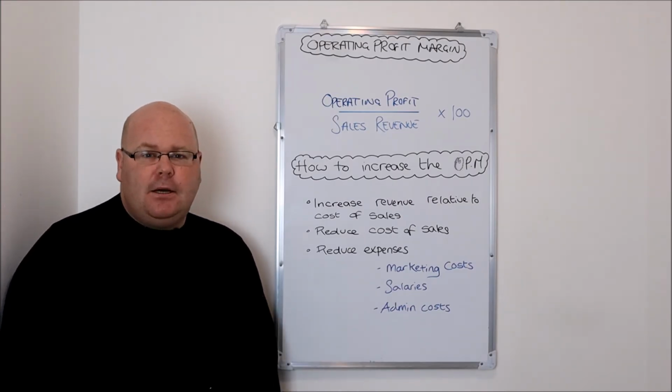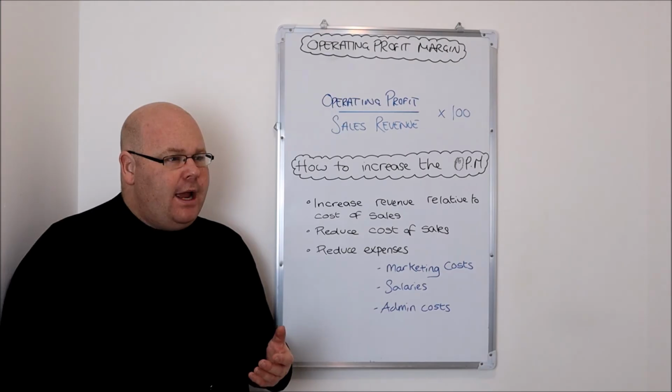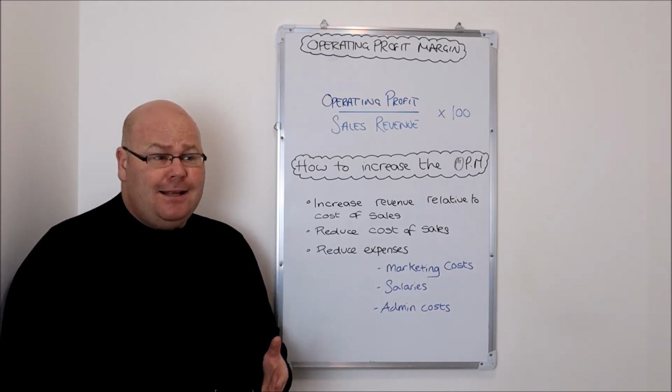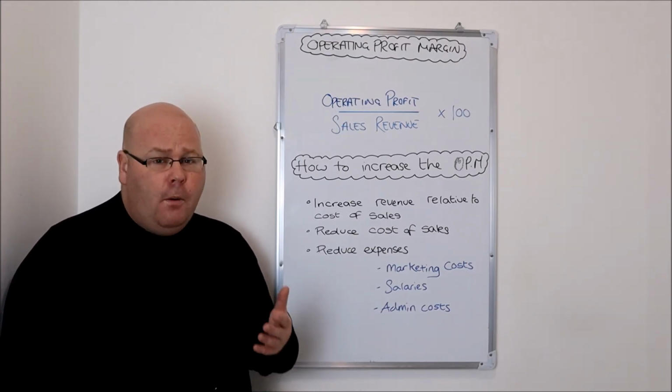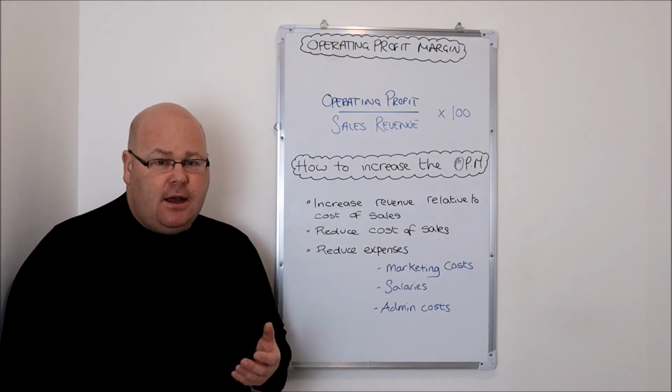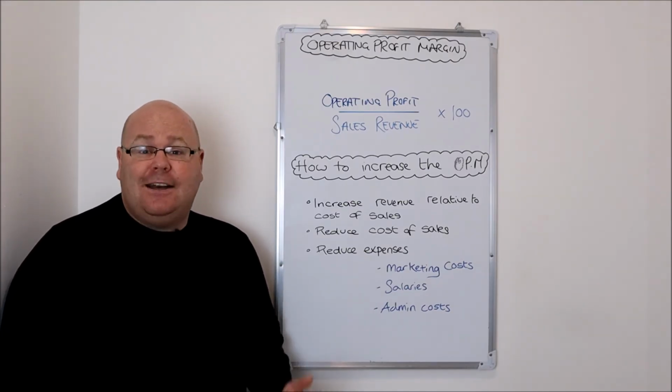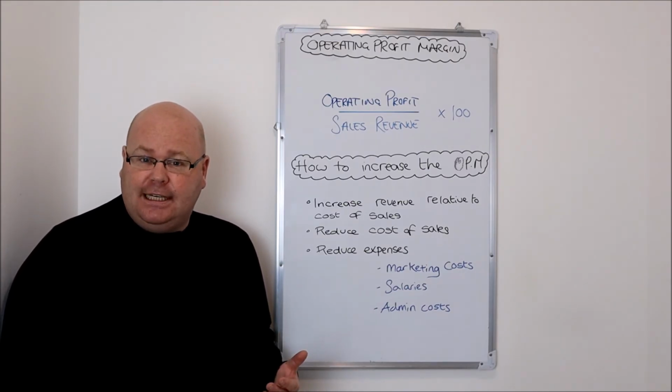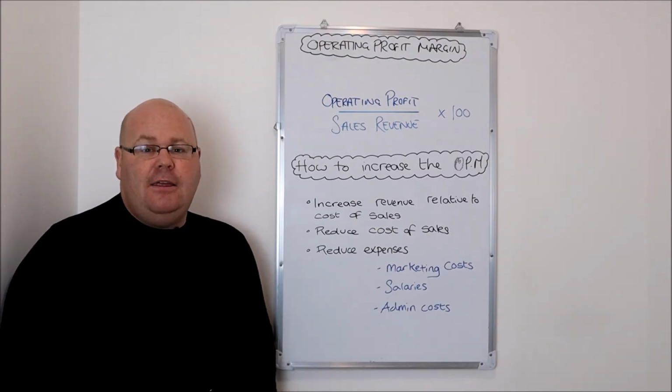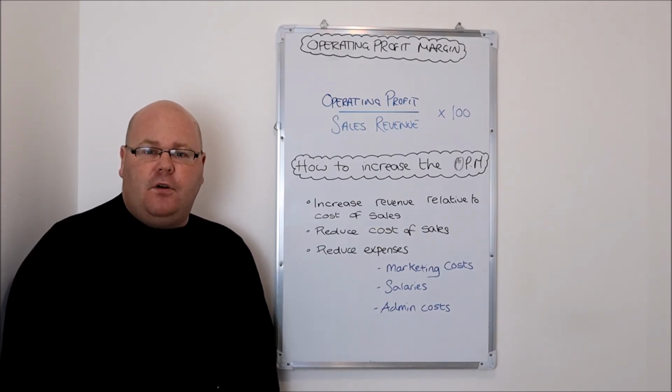So they might focus in on marketing. Can they find ways of reducing the amount that's being spent on market research or promotions such as advertising or other promotional campaigns? And if managers can make efficiency savings, cost savings in those areas, then they should improve the operating profit margin of the business.